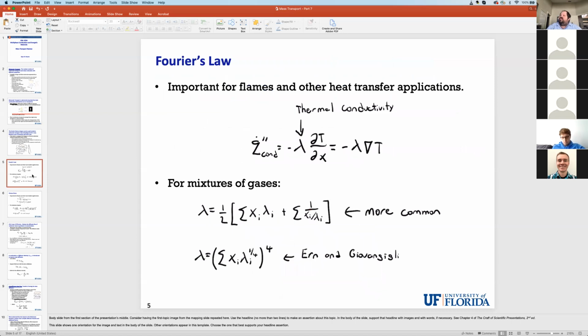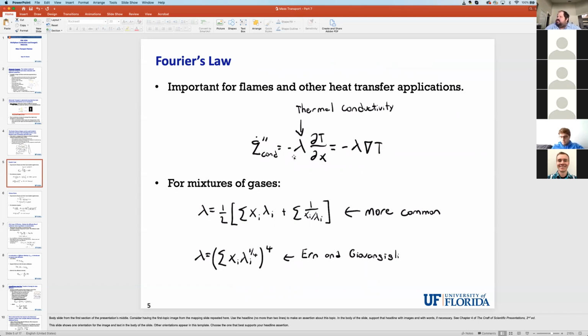Okay, and so Fourier's law: you guys, at least the mechanicals, have dealt with this in heat transfer. As I said before, this is very important for flames. It's also important if you're working with an engine or a gas turbine, where you are really concerned about heat transfer, heating things up, say turbine blades. I will define the conduction heat flux, q dot double prime, with a subscript cond for conduction, because we have other forms of heat transfer that we need to consider.